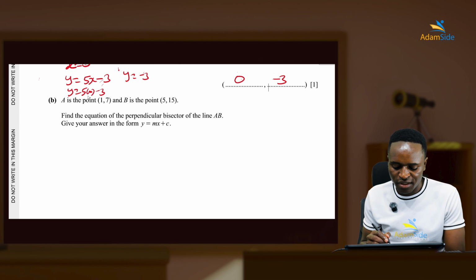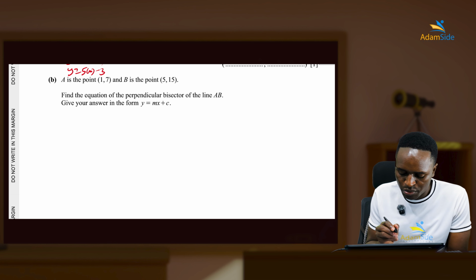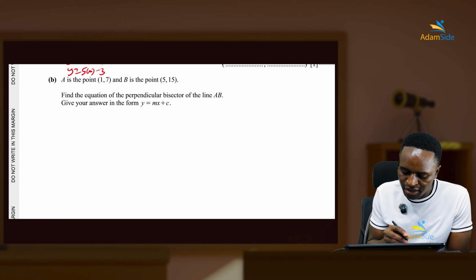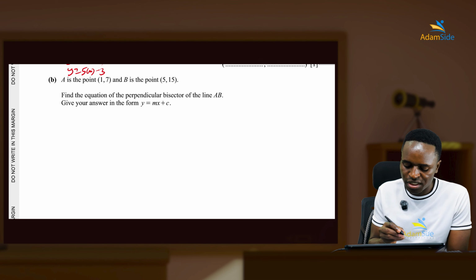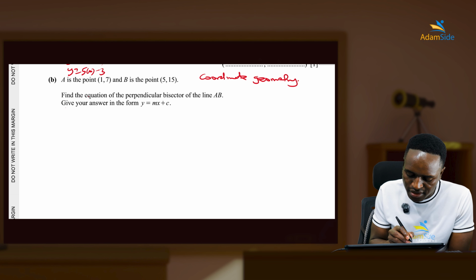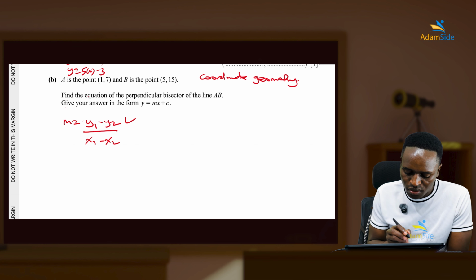A is the point (1, 7) and B is the point (5, 15). Find the equation of the perpendicular bisector of the line AB. So find the gradient first. To do this kind of question, this is called coordinate geometry. It's still geometry. So find the gradient or slope. m is equal to (y1 minus y2) divided by (x1 minus x2). You can use that to get the gradient first. So the gradient of AB.